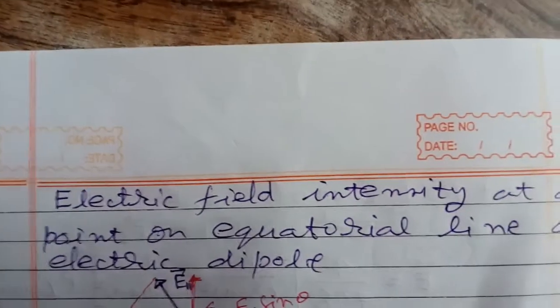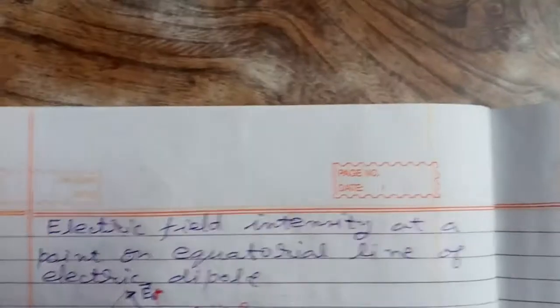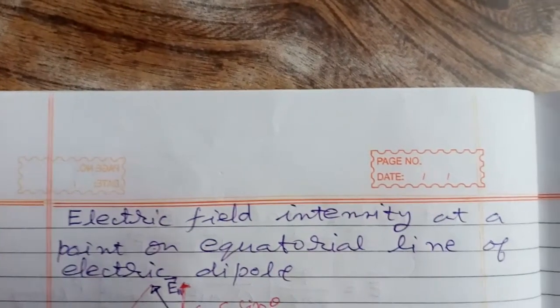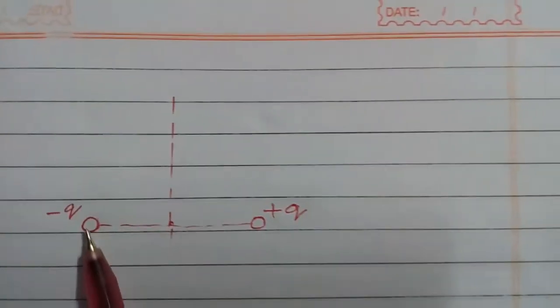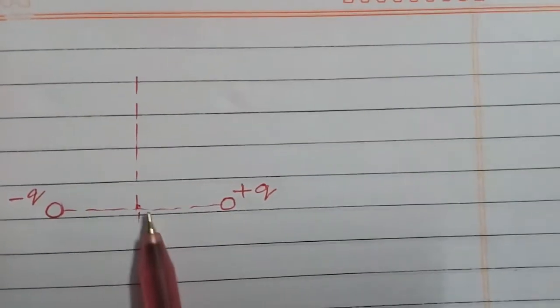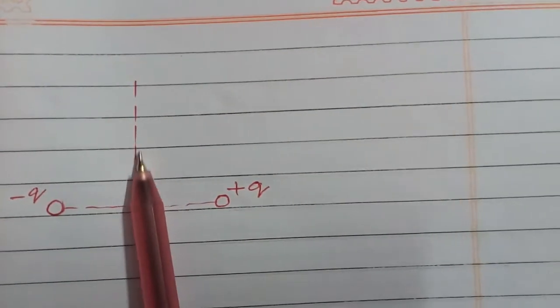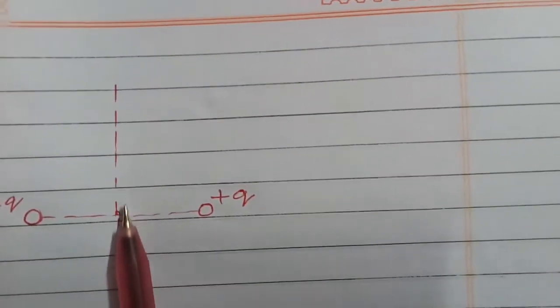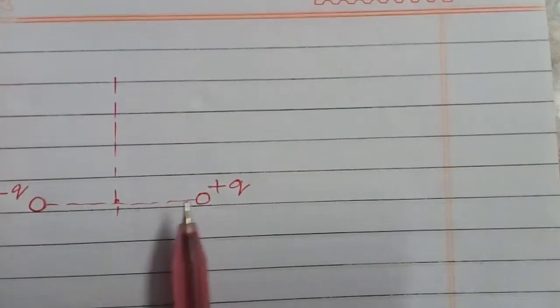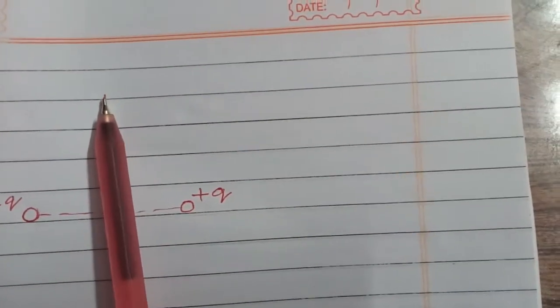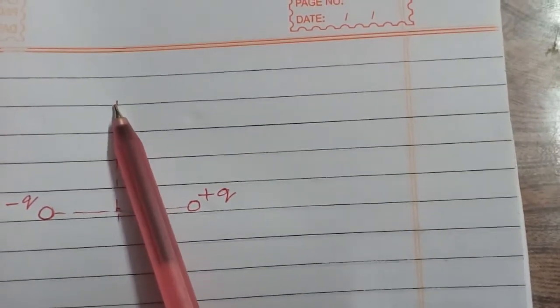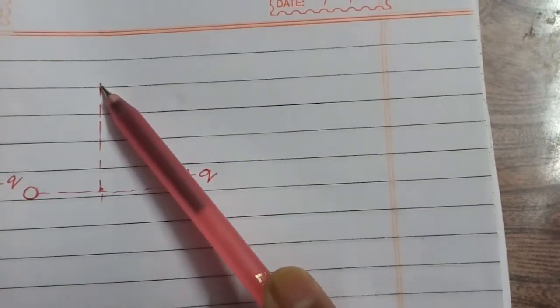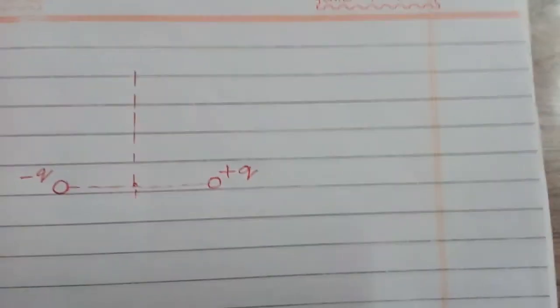Now the next derivation is electric field intensity at a point on the equatorial line of an electric dipole. As you may see here, this is an electric dipole. This is minus q charge and this is plus q charge, and you are seeing here a perpendicular line. Now if this perpendicular line bisects the distance between the charges, then any point situated on this line is known as an equatorial point of this electric dipole.